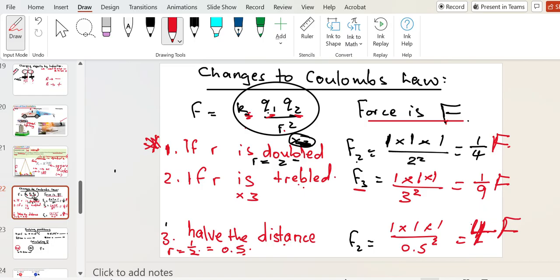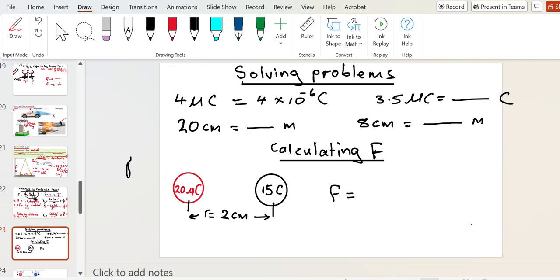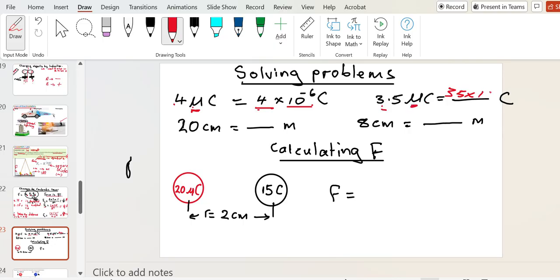This part is coming. You have one question on this, so you have to revise. Let's come to solving questions. I said this word micro, it means times 10 to the minus 6. So if I say 4 micro, it means the number is 4 times 10 to the power minus 6. 3.5 micro, what is that number? It's 3.5 times 10 to the minus 6.